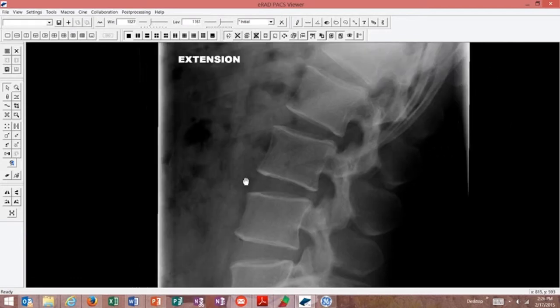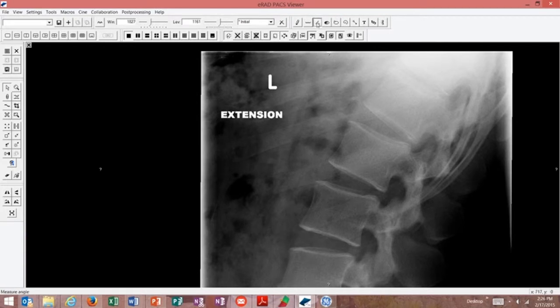5, 4, 3, 2, 1. So let's begin at L1. Draw a line across the superior end plate. Same thing at L2. And I like these tools because they're so precise. They're so pinpoint precise. Now notice that this is a negative 9.6 degree angle.